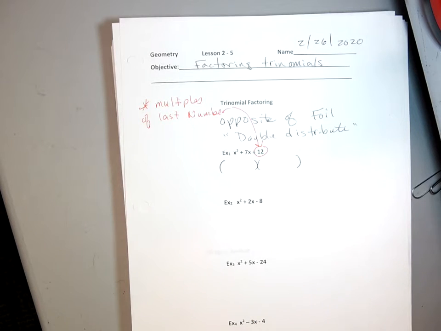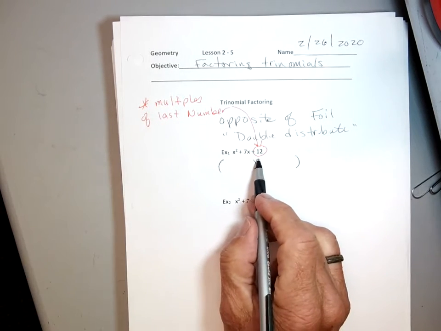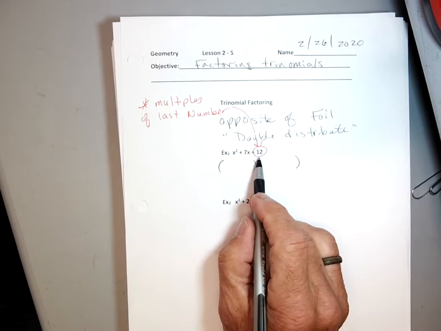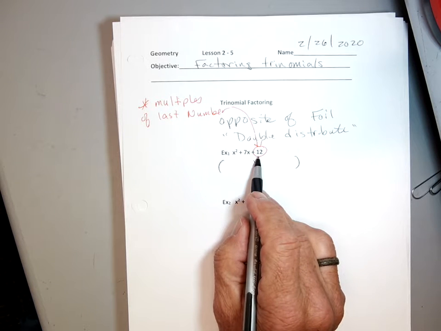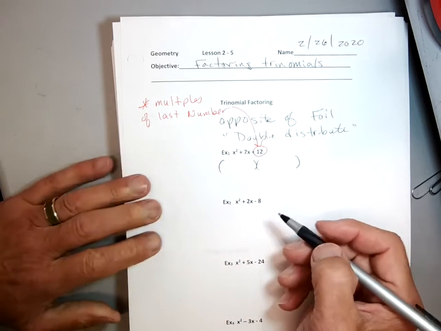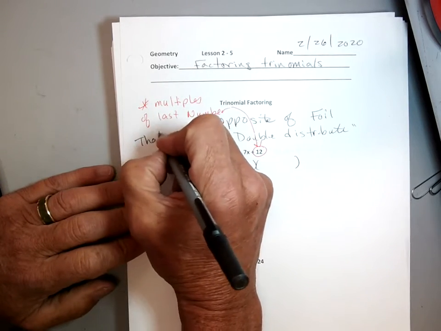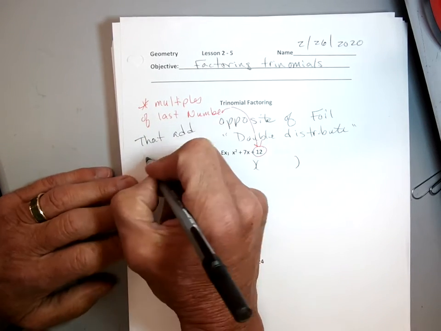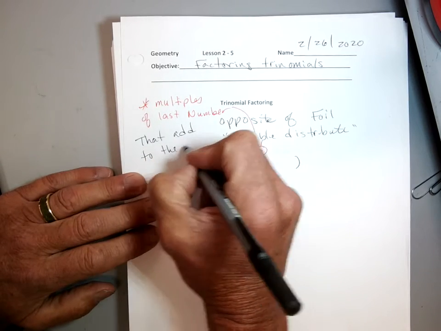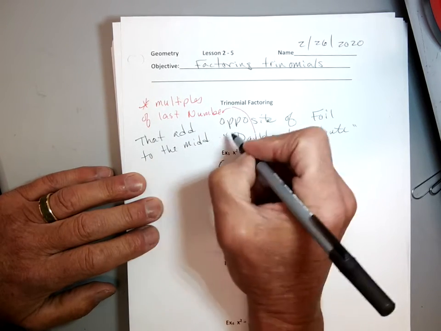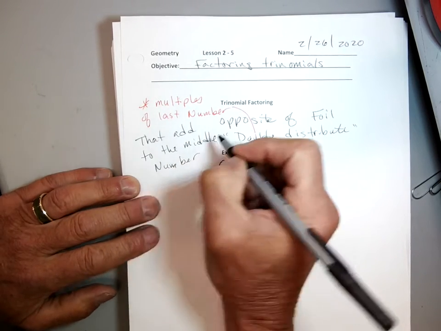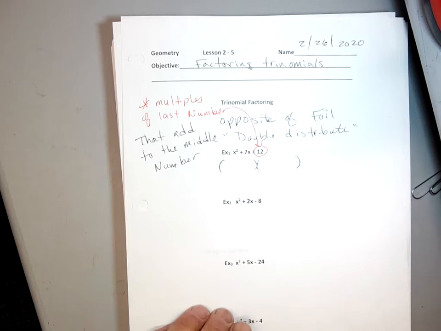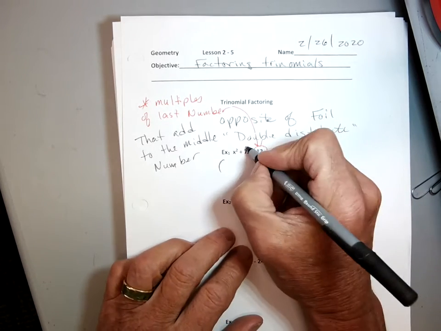So we want the multiples of the last number. That's 12. So the multiples of 12: 1 times 12, 2 times 6, 3 times 4. But we want the multiples of the last number that add to the middle number. Okay? And I'm going to say this a bunch of times. And the middle number is the 7.